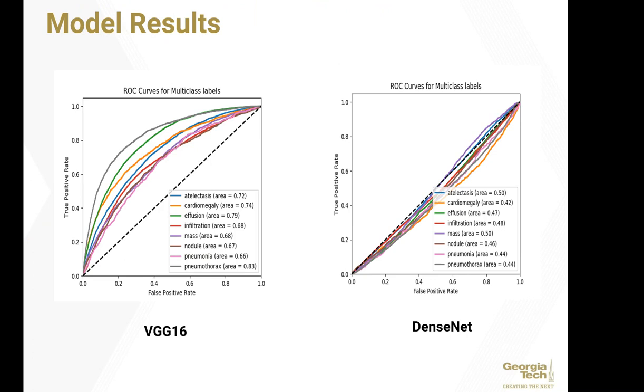Here are the ROC curves for both models. As we can see, VGG16 outperforms DenseNet. We believe this is because we trained the VGG model on all trainable parameters, whereas the DenseNet was trained on about 45% of its total parameters. Note that the VGG model achieves an AUC up to 0.83.